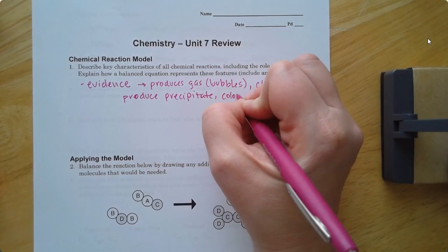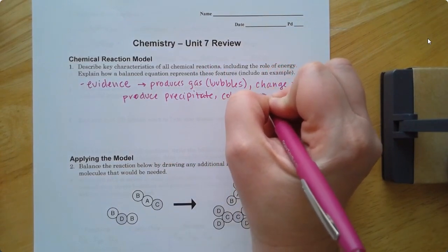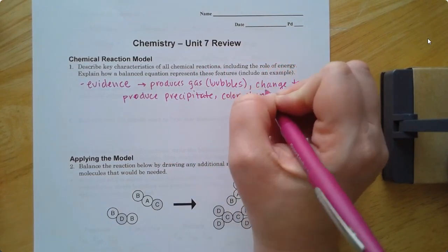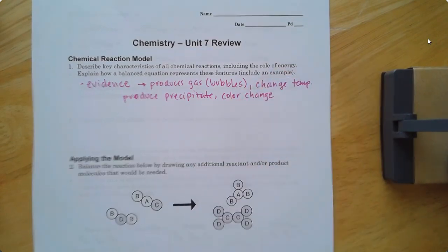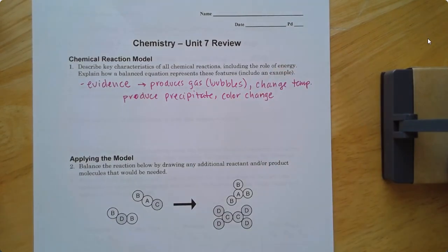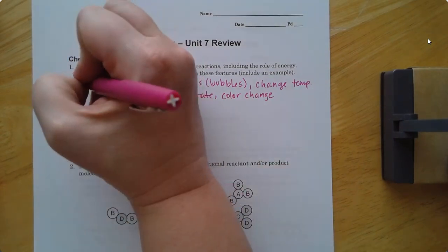We may see color change. The color changes that we saw were when the copper went into the solution, it made the solution blue, or when we put it in fire, we saw green. We saw green flames. That was different than our usual flame. So we would see evidence of those things.